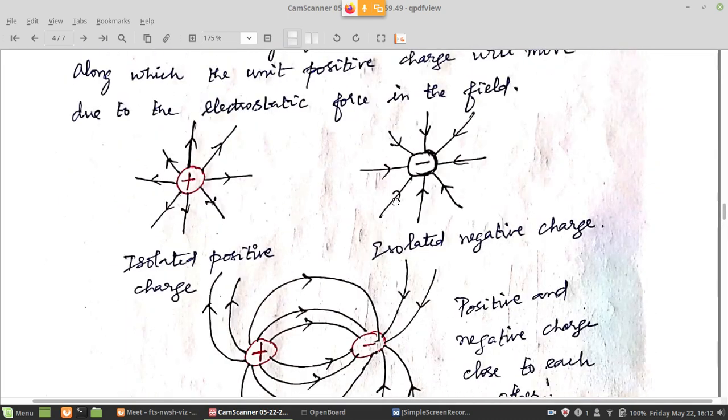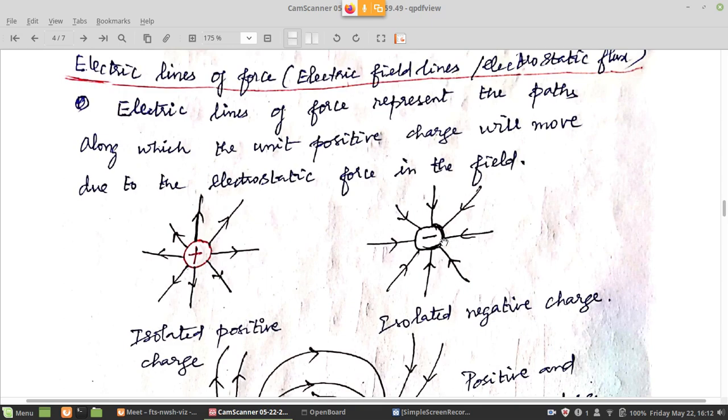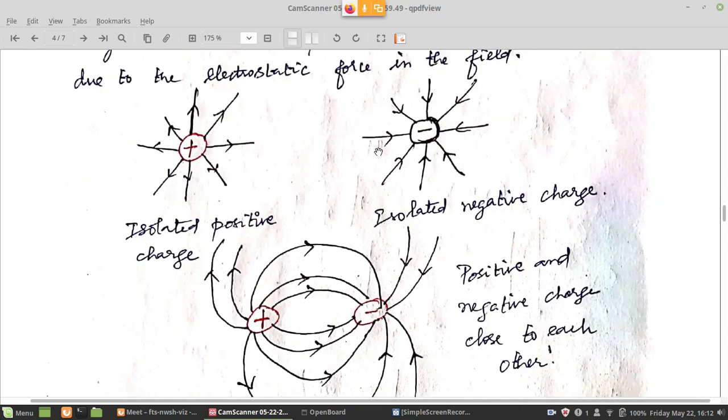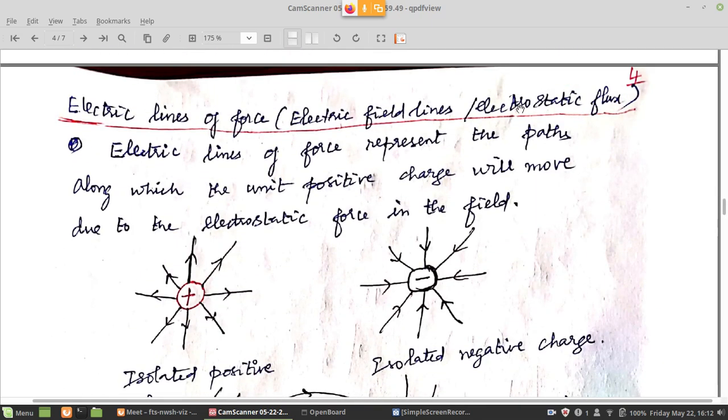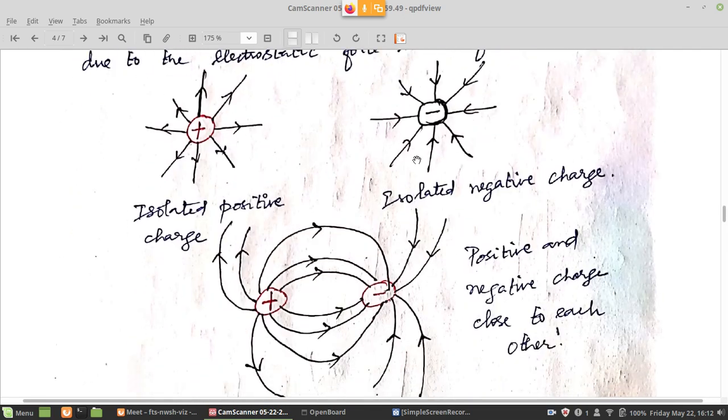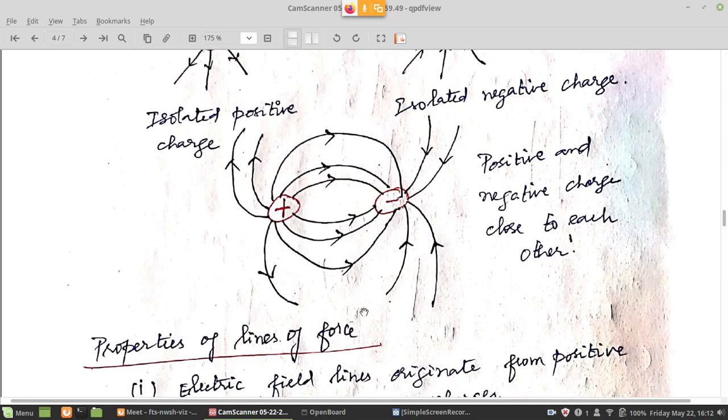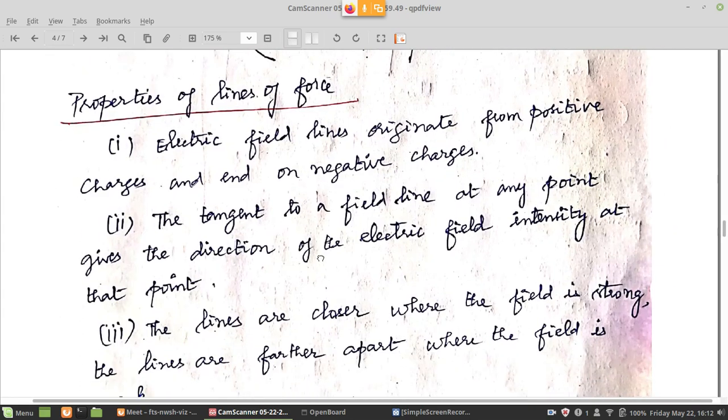Again at a later stage, after a few classes, we will again discuss in detail what is this electrostatic flux or electric flux. For the time being I am just introducing the concept of line of force, but electrostatic flux is very closely linked to this. So that time we will discuss about electrostatic flux in more detail, but for the time being I will just go through the properties of lines of force. What are the properties? Very simple properties only, nothing very complicated. What are those properties? We will try to understand now.